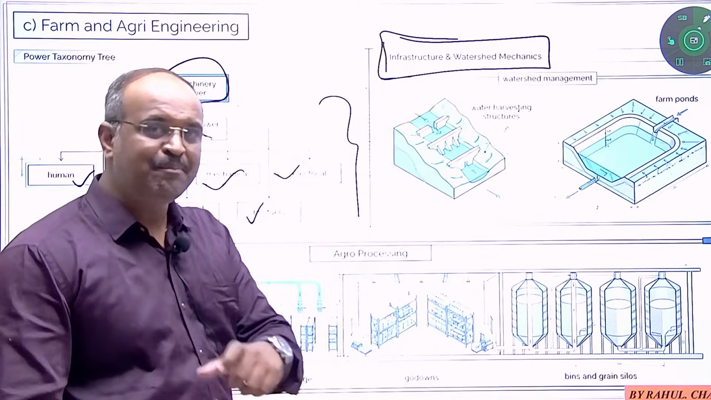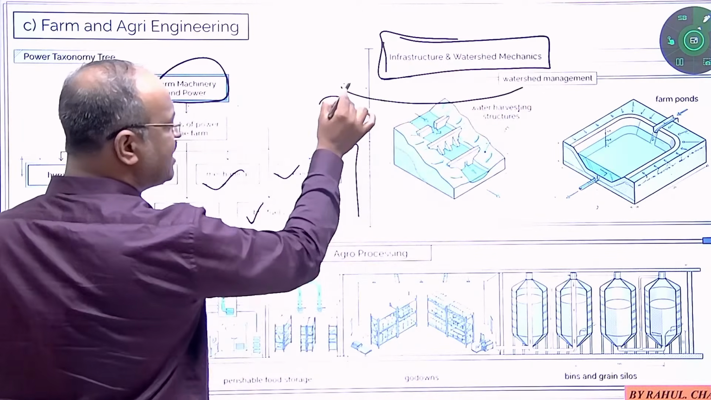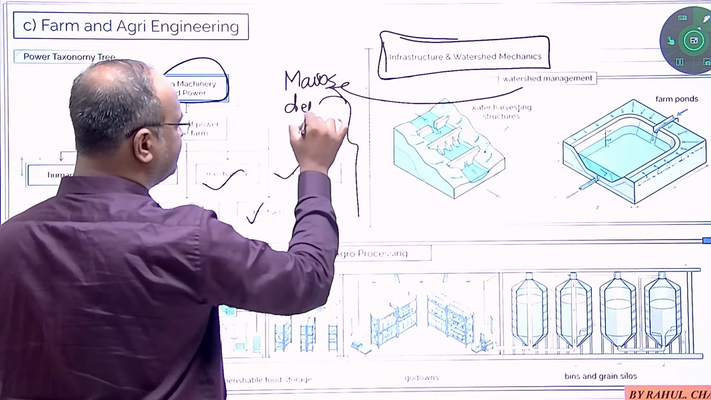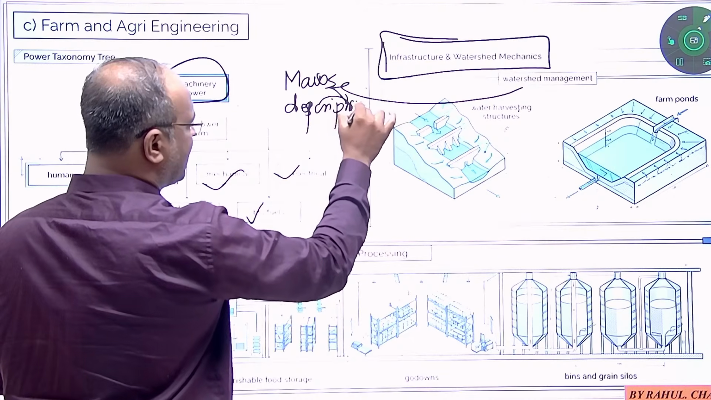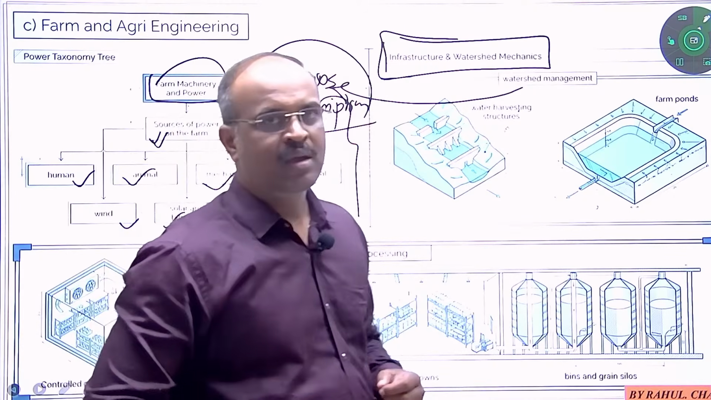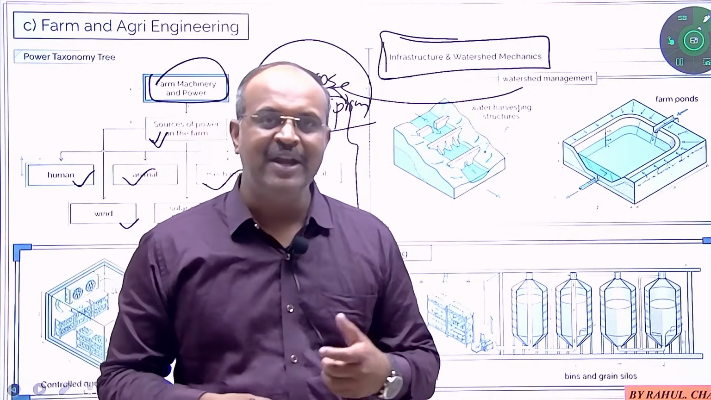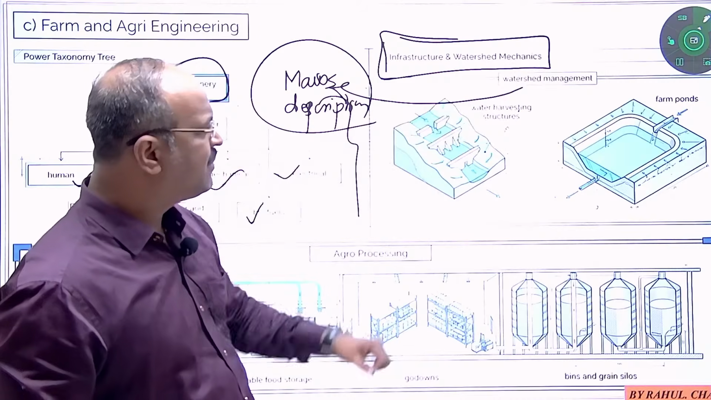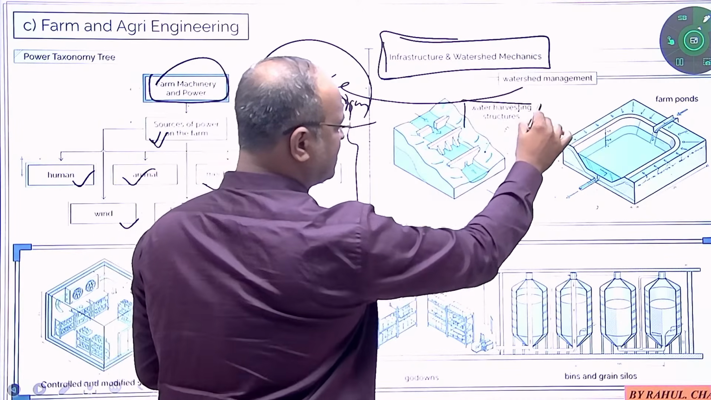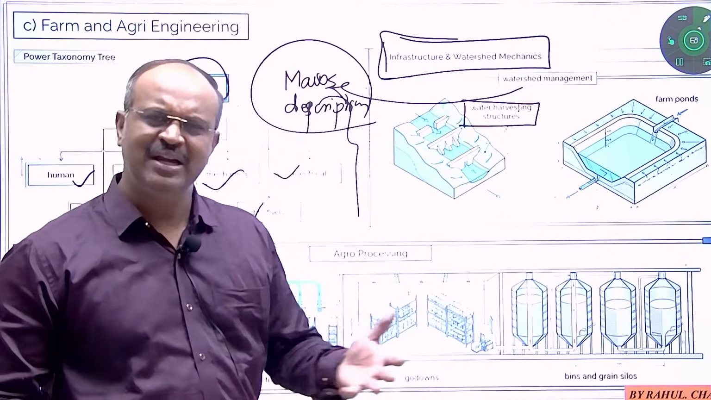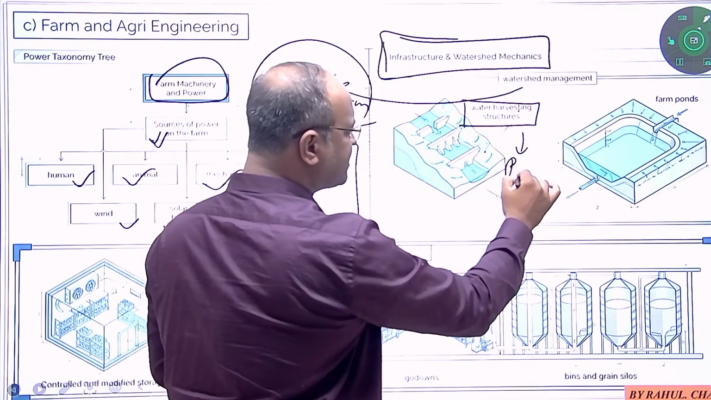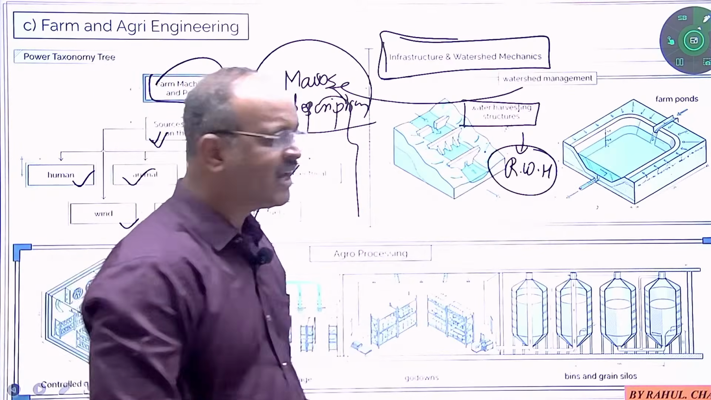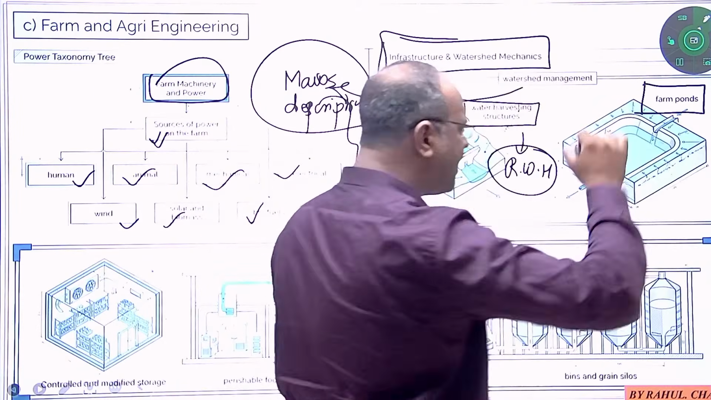Watershed is an important topic for the Mains. Watershed management is very important for the Mains descriptive pattern. They can ask you what is watershed management, what are the different activities carried out under watershed management, what are its advantages. That type of questions you will get in watershed management. But water harvesting structures, the traditional water harvesting structures, we can include under rainwater harvesting also. They can ask you this also. And farm ponds are a little bit technical, on which generally NABARD doesn't focus.